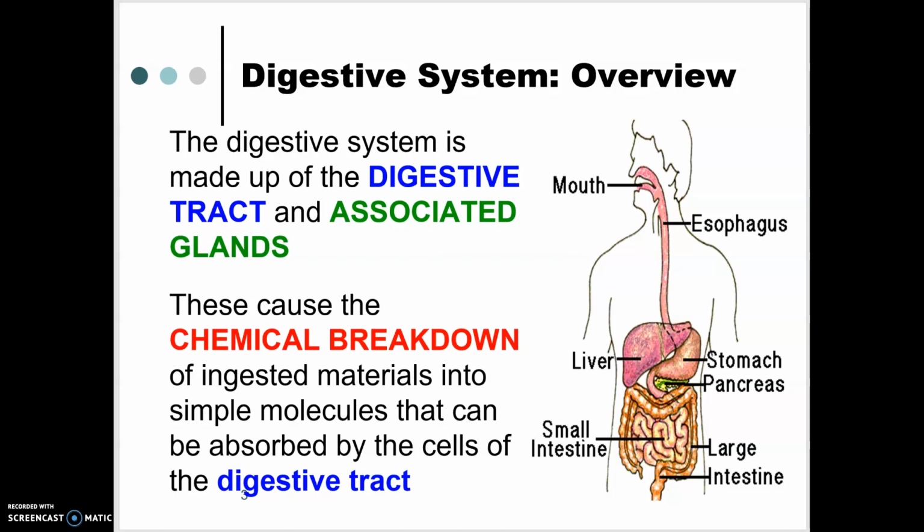We have the open-ended tube, which we call the digestive tract, which starts at the mouth, goes through the stomach, the small intestine, the large intestine, and passes out to the anus. So that's our digestive tract. And then we have accessory organs that add things to the digestive system that help in the chemical breakdown.